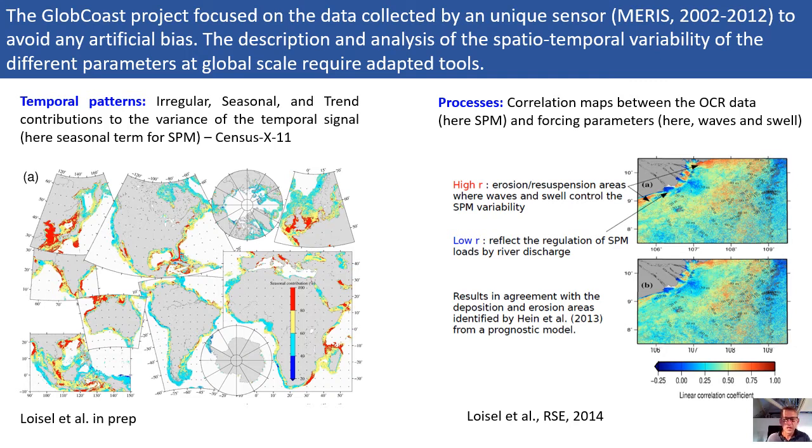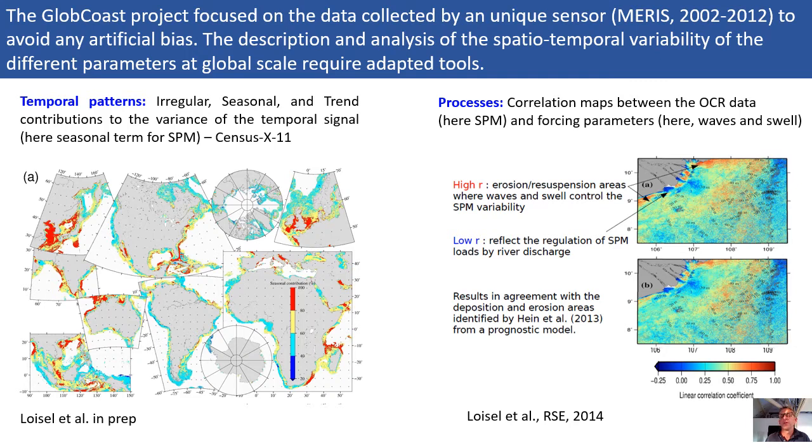You have here an example showing the map of the seasonal contribution in percentage for the suspended particulate matter variability over 10 years. For example, a red area means that in this area, 80% of the temporal variability is driven by the seasonal component.